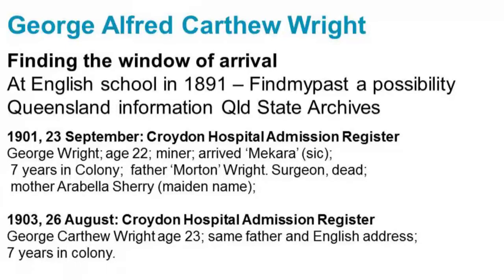Okay, so to find the last child to come out, George Alfred Carthew Wright. We know he's on the 1891 census, and I'll show you that in a minute. And Find My Past allows us to see that. And if you check the Queensland State Archives records, we can find him on the Croydon Hospital Admissions Register in 1901. It says he arrived on the Makara, and then he's also deployed again in 1903. Same father and English address, and 7 years in the colony.